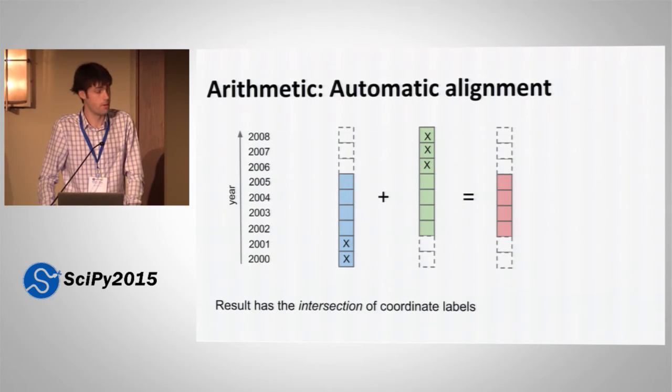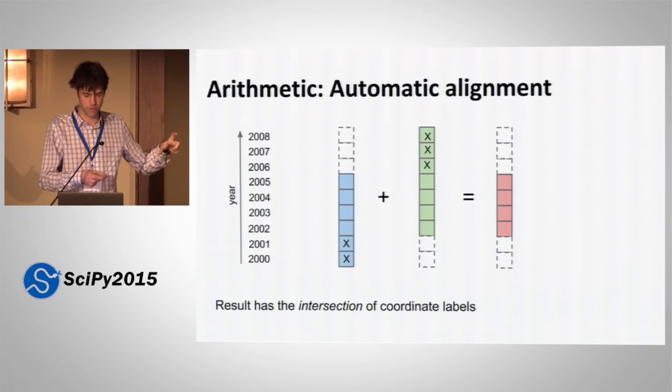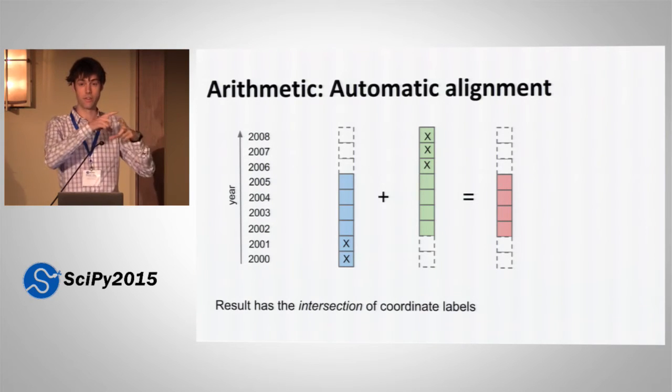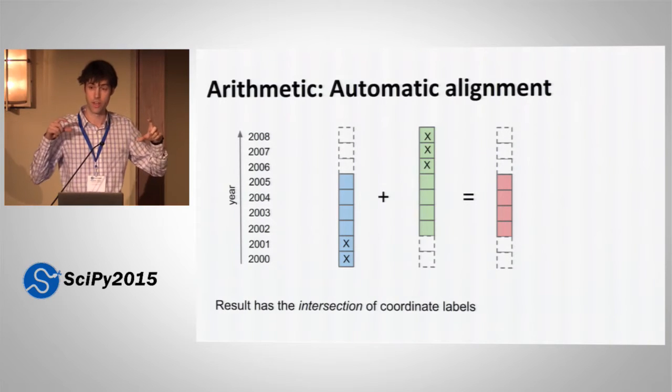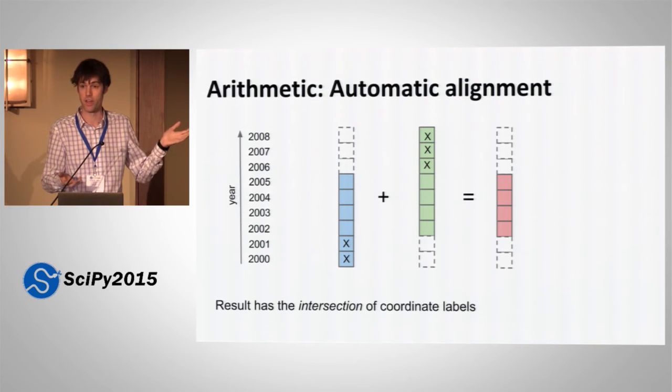We can also do alignment based on labels. So if we have one array that has data from 2000 to 2005, another array has data from, say, 2002 to 2008, we take the intersection of only the overlapping labels, and that's the only place where we compute the values. The other places, we actually don't really care about because they would all just be a missing value anyways.